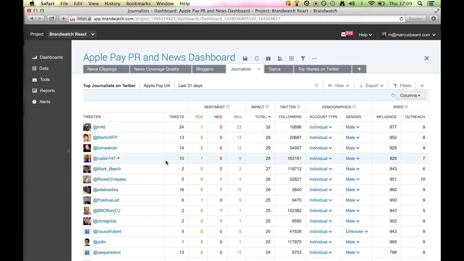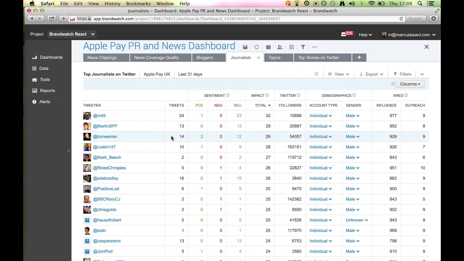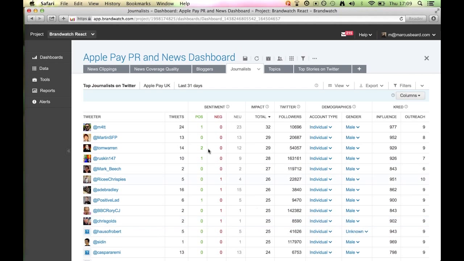The journalists on Twitter. Now, if the blogs are where the stories really begin, Twitter is where the stories explode. And journalists are all on Twitter, especially in the UK. And the journalists tab will show you some of those people that we've identified as being a journalist based on Twitter. And we're ranking these people by their impact, their total impact. And so this takes into account how often they're talking about you and also how influential they are.